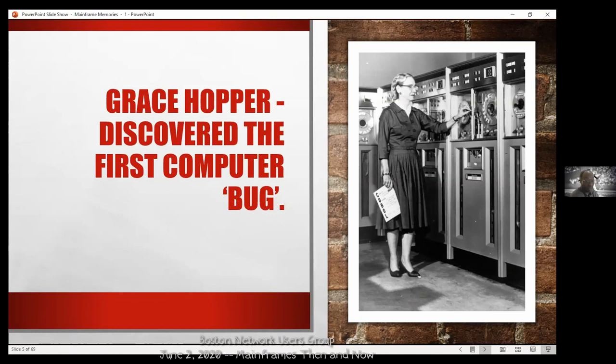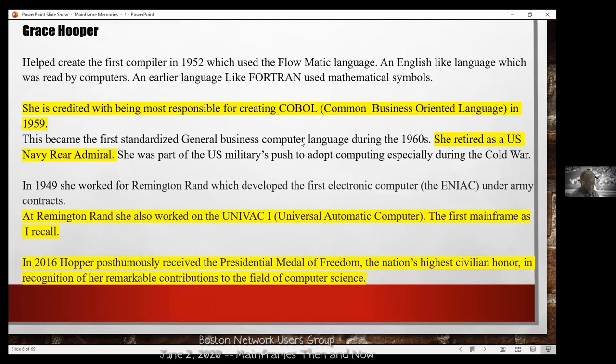Yes, she was the first to discover a computer bug. Hopefully I'll explain that in a minute. As I said, she was credited with mostly creating COBOL. She attained the rank of Navy Rear Admiral, for sure. She worked on various machines, UNIVAC 1 being one of them. And before she passed away, 2 years ago, I believe, she received the Presidential Medal of Freedom.